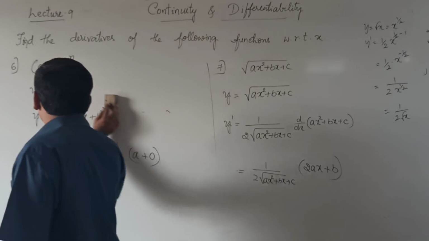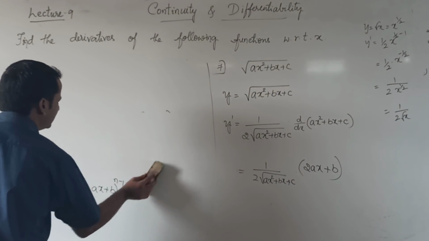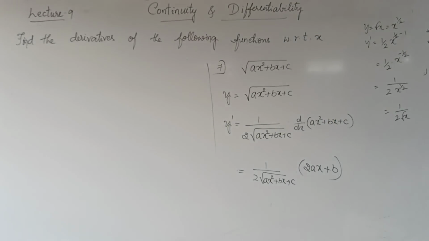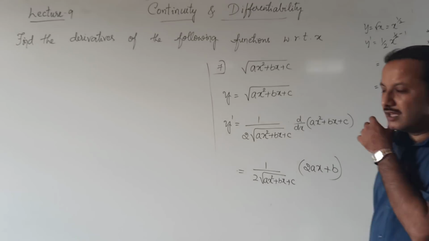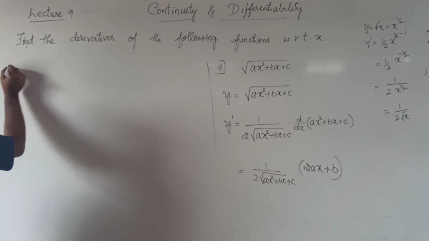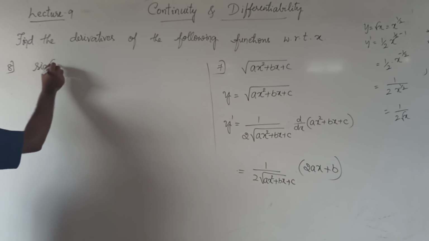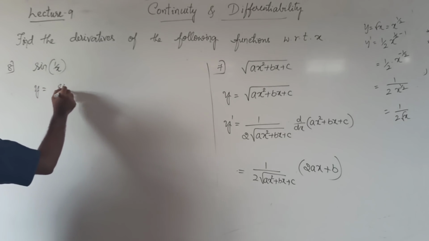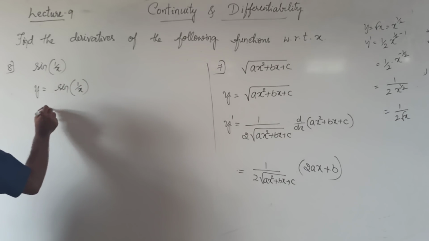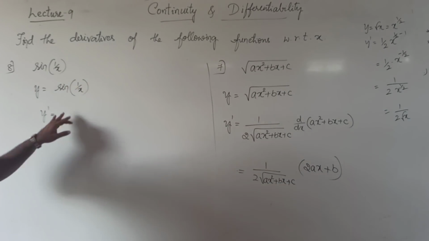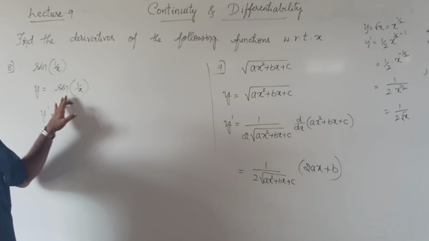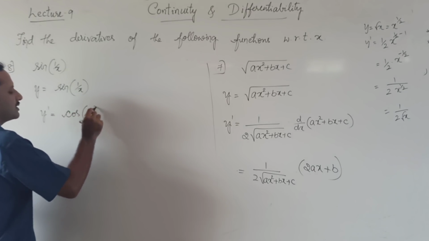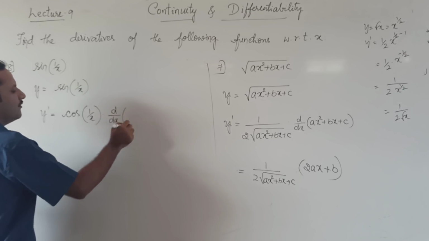Okay, next question. Sine 1 by x. So write sine 1 by x. I'll call it y as always. Y is equal to sine 1 by x. Now y dash is the derivative of sine 1 by x. This looks like sine x. The derivative of sine x is cos x. So the derivative of sine 1 by x is cos 1 by x into the derivative of 1 by x.